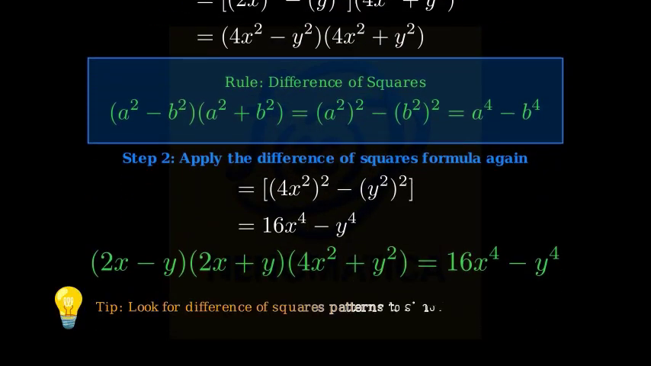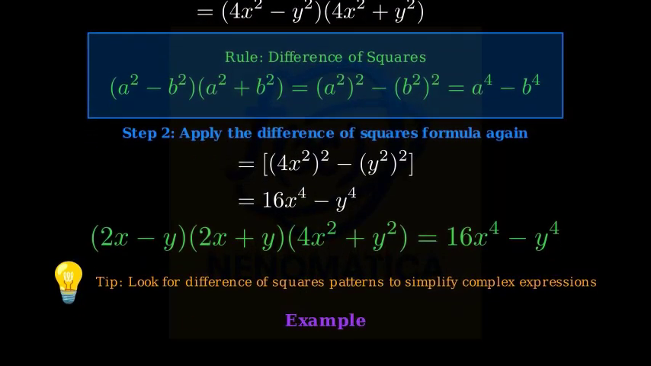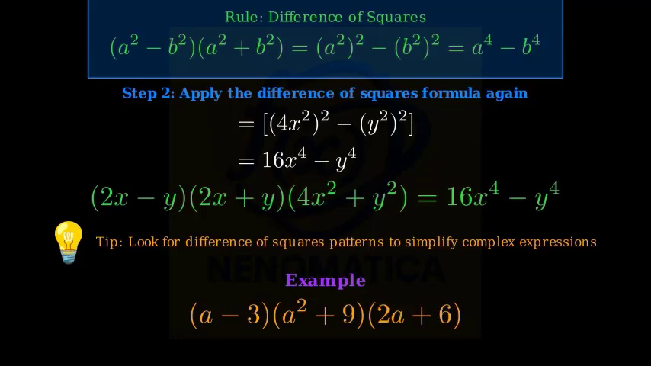We recognized that we could apply the difference of squares formula twice to simplify this expression. Let's move on to our second example. We need to simplify the expression (a - 3)(a² + 9)(2a + 6).